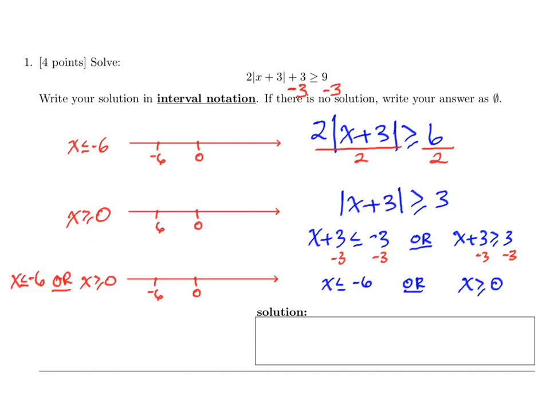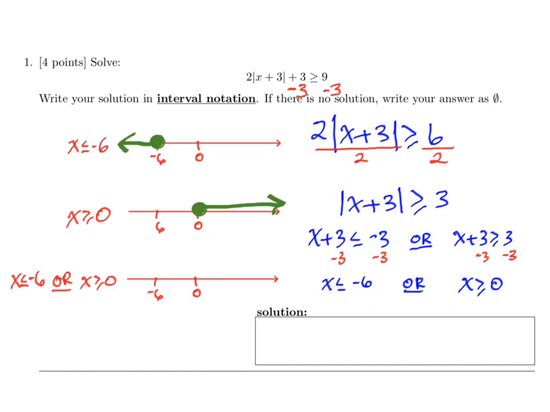For the first number line, less than or equal to negative 6, we include negative 6, so we use a solid dot at negative 6. And we have to include all the numbers less than negative 6, so we draw an arrow going to the left. Those are the numbers less than negative 6. The second one, greater than or equal to 0, we have to include the number 0, so a solid dot there. And the numbers greater than means the numbers to the right.